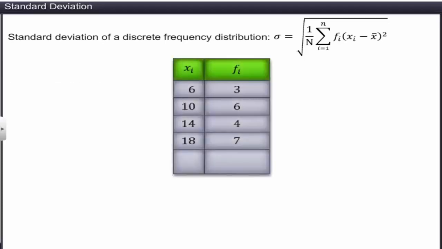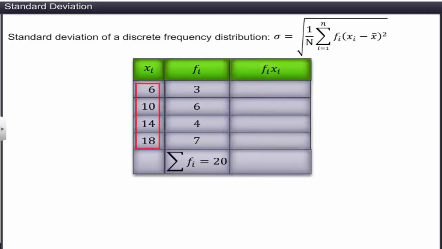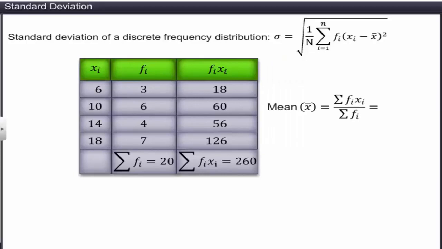Let's find the standard deviation of the data given that has 20 observations. To find the standard deviation, we first need to find the mean of the frequency distribution. The products of the observations and their respective frequencies are 18, 60, 56 and 126. The sum of the products is 260. Therefore, the mean of the frequency distribution is 260 divided by 20, which is equal to 13.